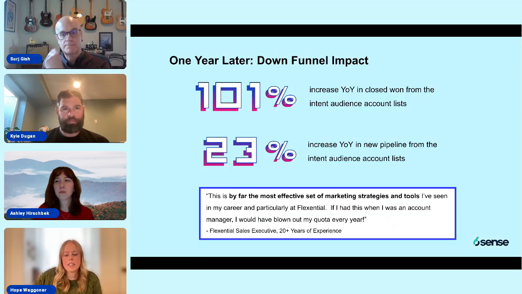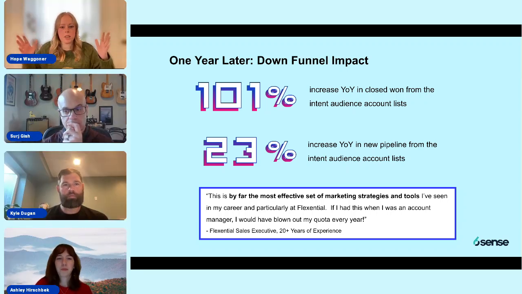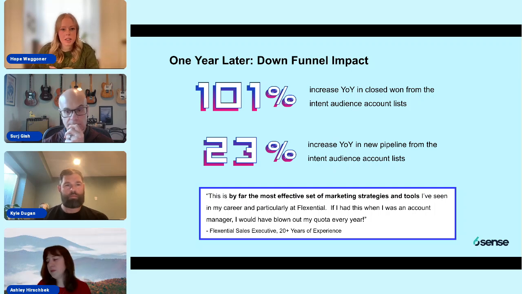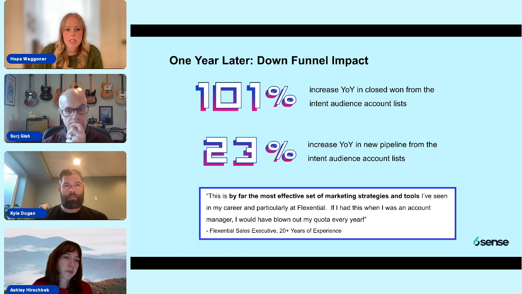Awesome. And then this, the account strategy, really when we're focused on how we were going to market the intent accounts. So that wasn't just unique to this specific campaign for Flexential. So we've actually been in market with an approach like this for 1 year. And given that patience is key here, in 1 year, we were able to increase closed won from these intent audience account lists by 101%.